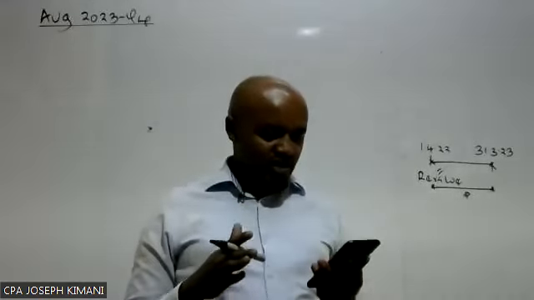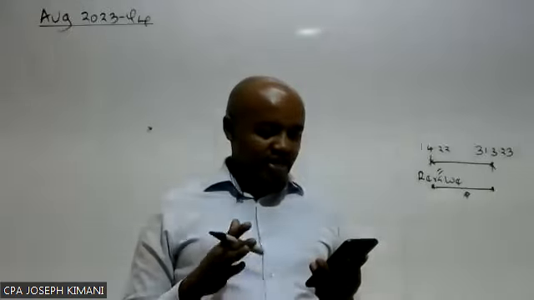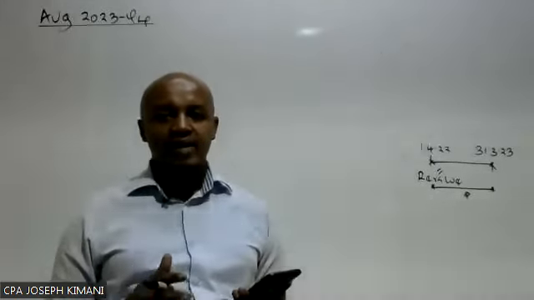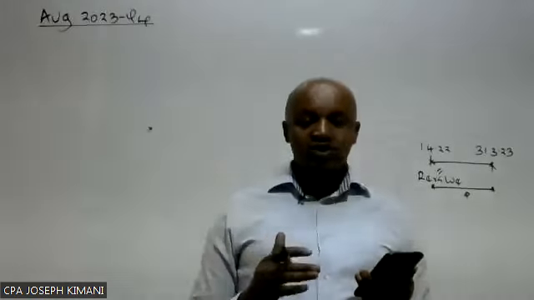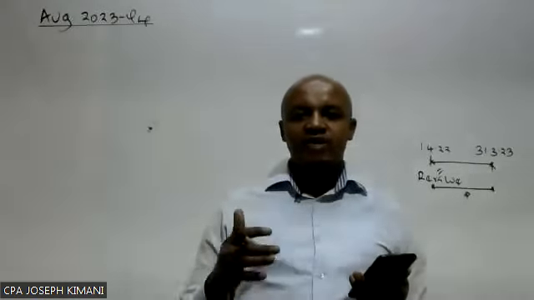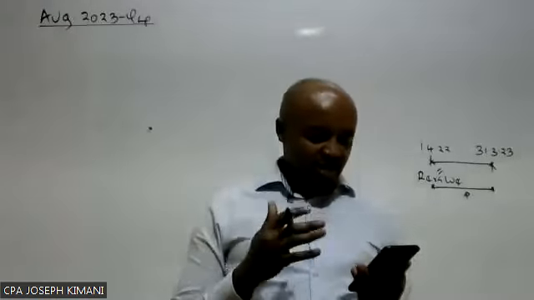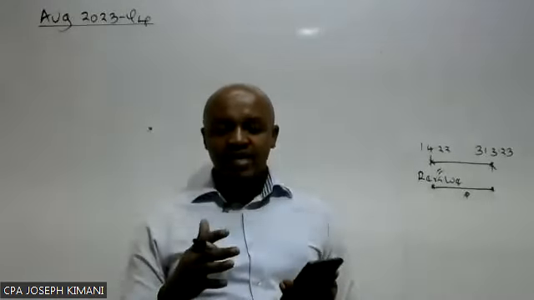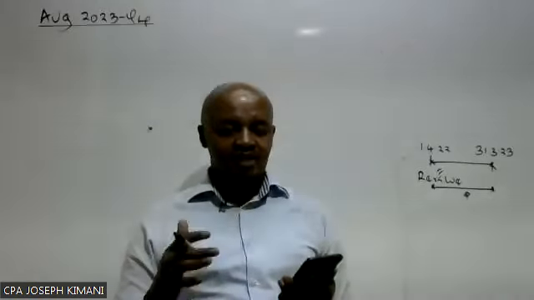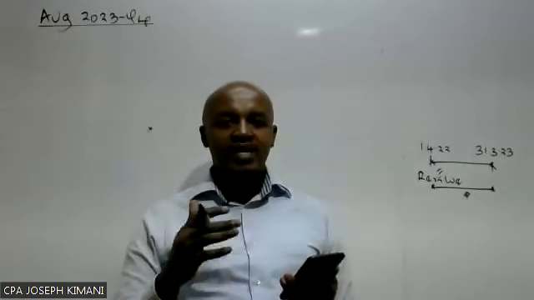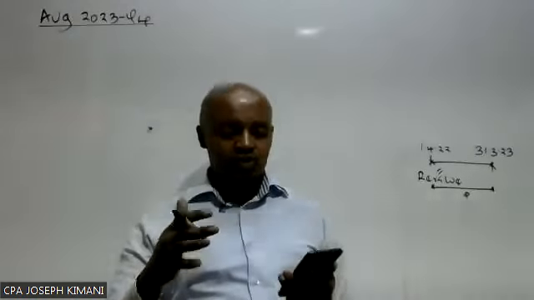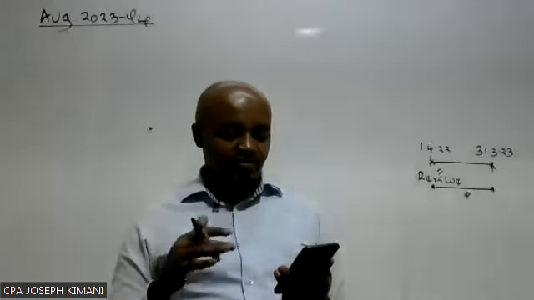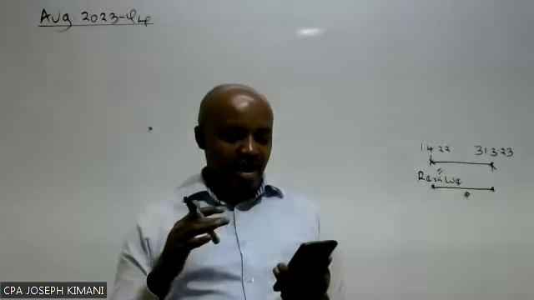Number 3, we are told during the year the company acquired a new plant at a cost of 60 million. So this new plant which was acquired would be considered when computing the cash flow from investing activities, because when determining the cash flow from investing activities, we consider the assets which were acquired and the assets which were disposed. So we're going to take into account that 60 million.